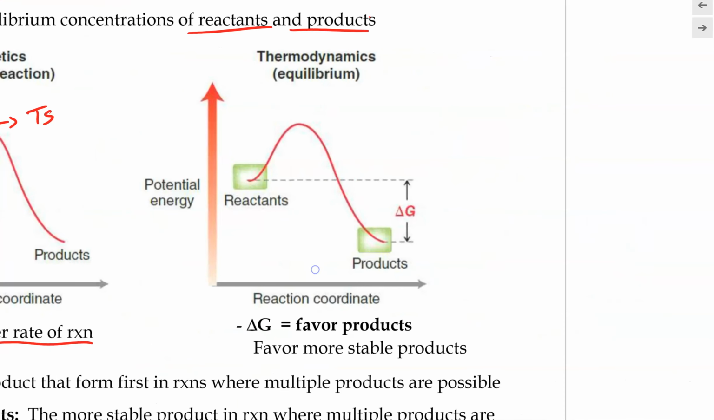For an example, here in this case would be the reactant and the product. And in this case, the product is more stable compared to the reactant based on this potential energy diagram. And because the product is more stable, the reaction, once it has reached equilibrium already, will be favoring the product side.